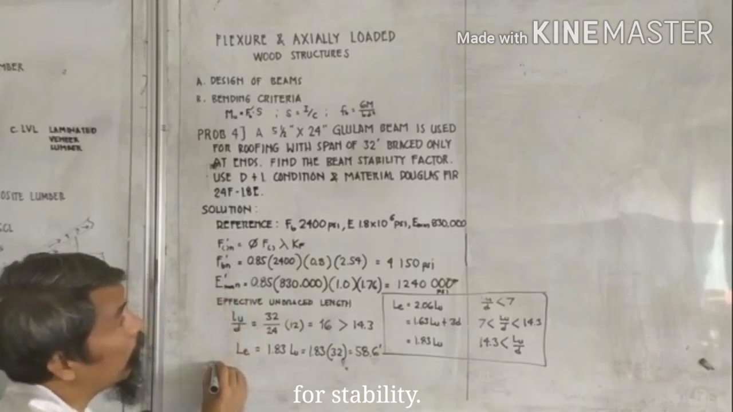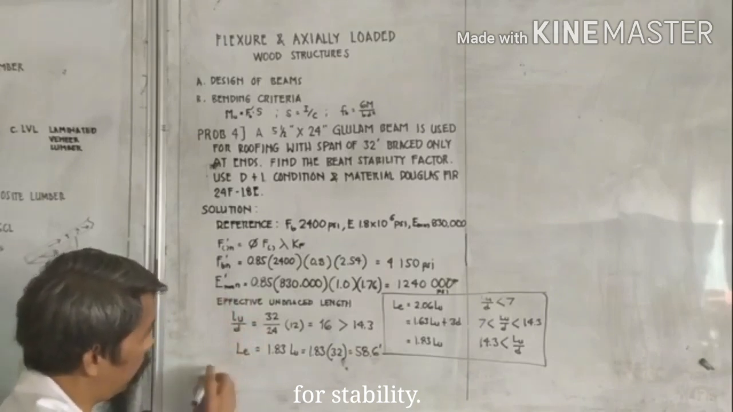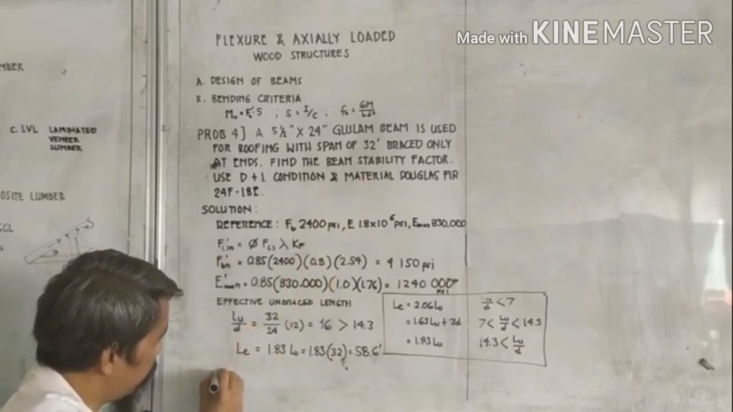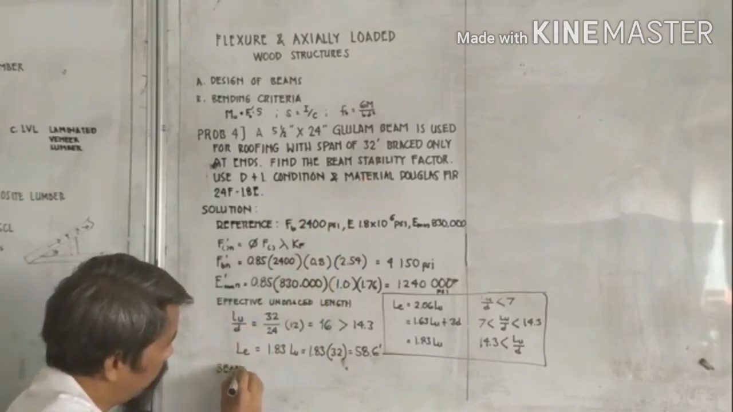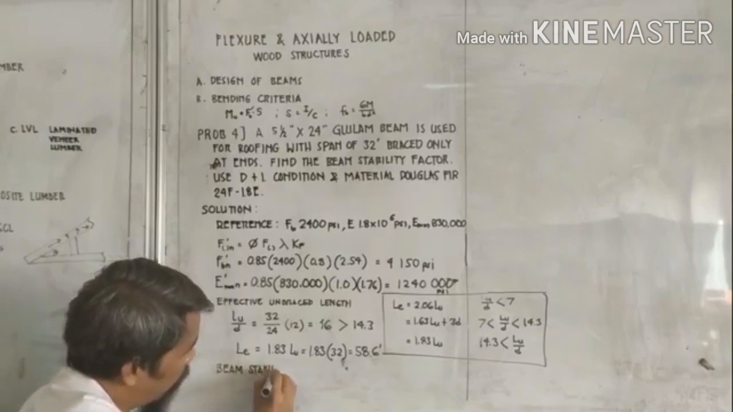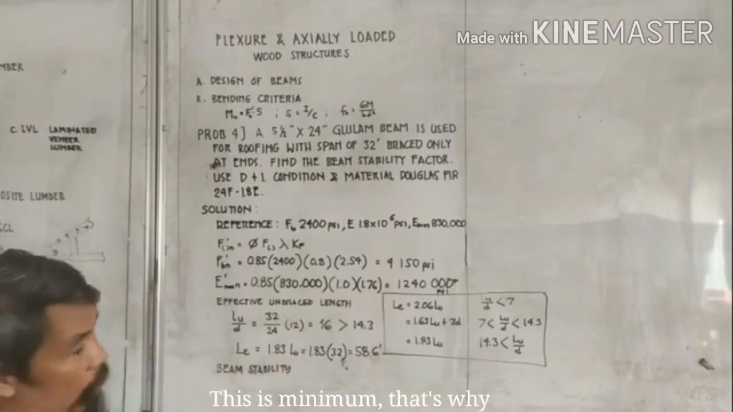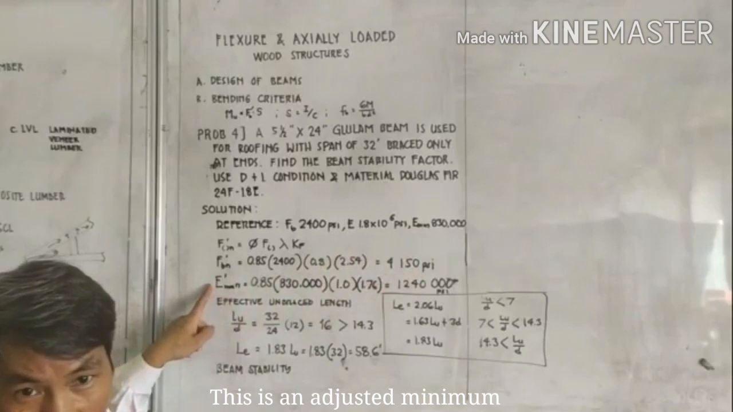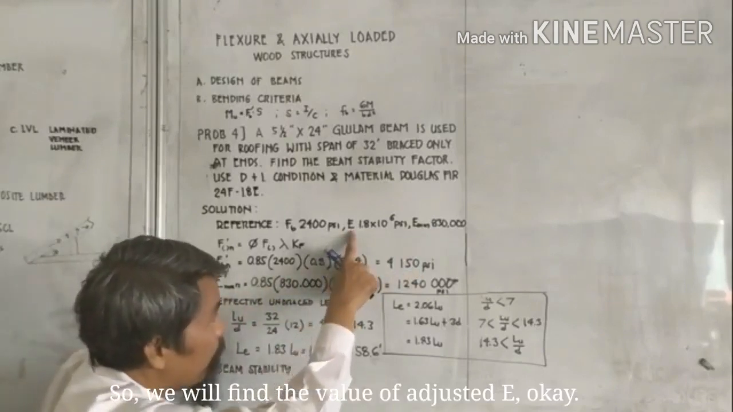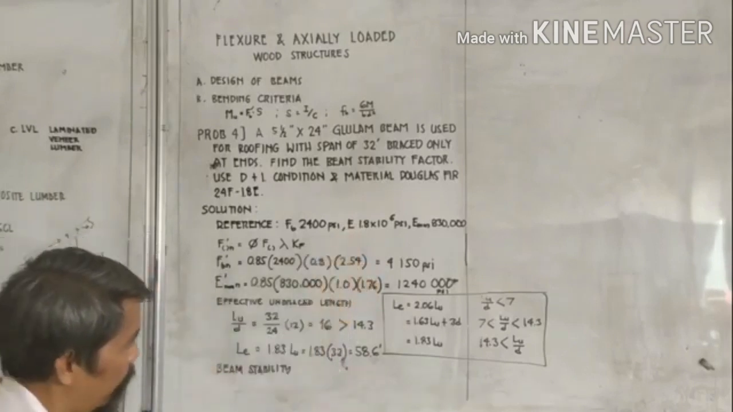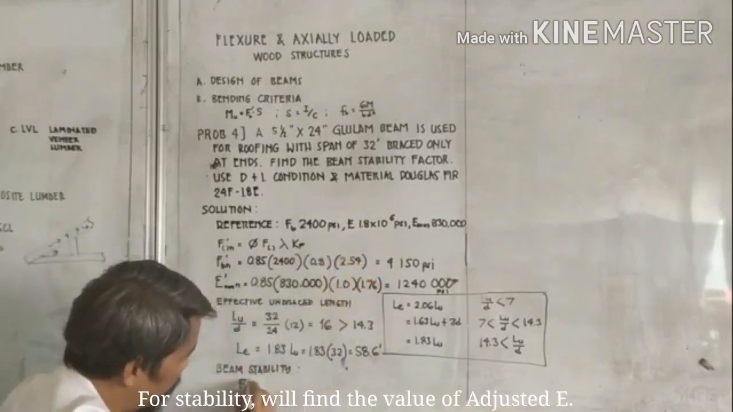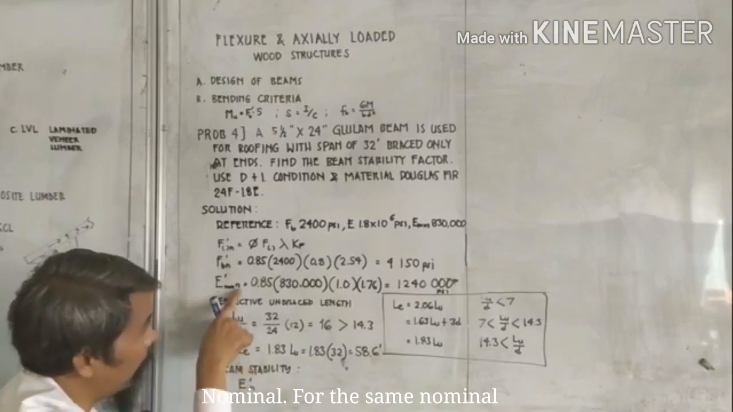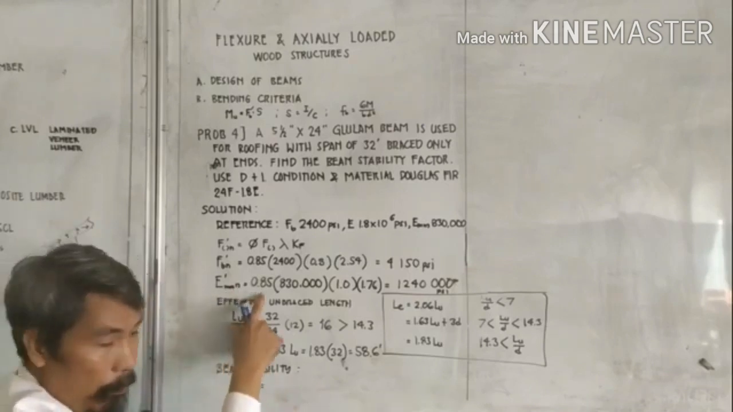We can now compare for stability, beam stability. This is minimum, that's why. This is an adjusted minimum. So we will find the value of adjusted E for beam stability. We'll find the value of adjusted E. Nominal, with the same nominal, how much? 0.85.